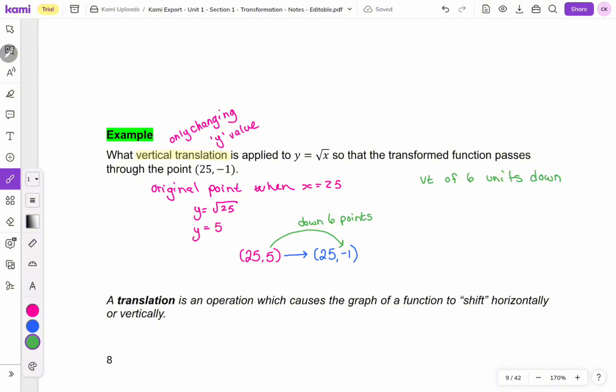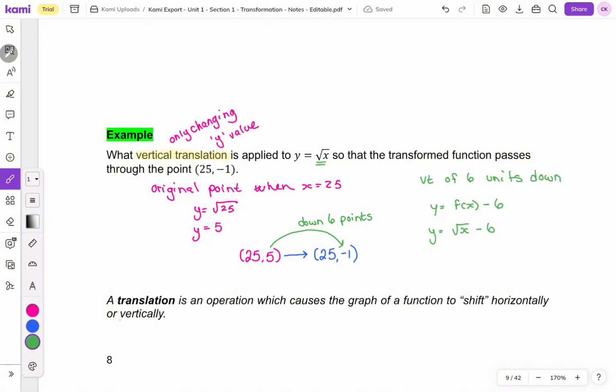And that's it. It just wants to know what is the vertical translation. The vertical translation is 6 units down. If it wanted us to write it in the notation, well, we would say that that's f of x, we would subtract 6. They gave us a specific function, so we'd say y equals the square root of x minus 6. And you can test this out. Square root of 25 is 5. 5 minus 6 is in fact -1.